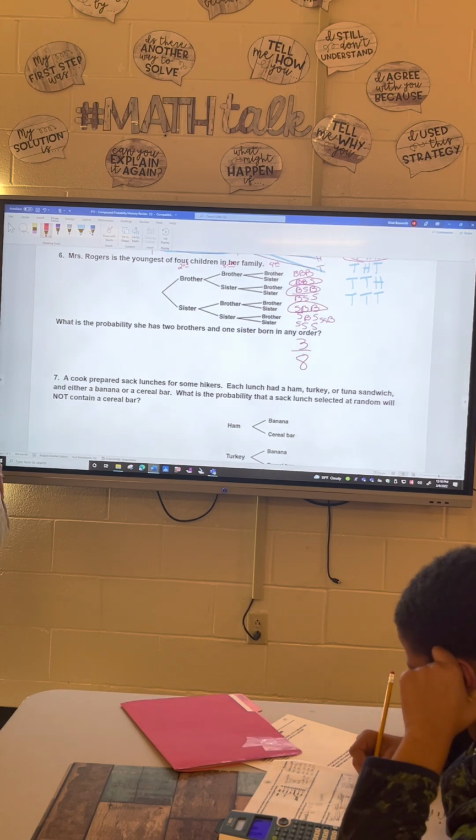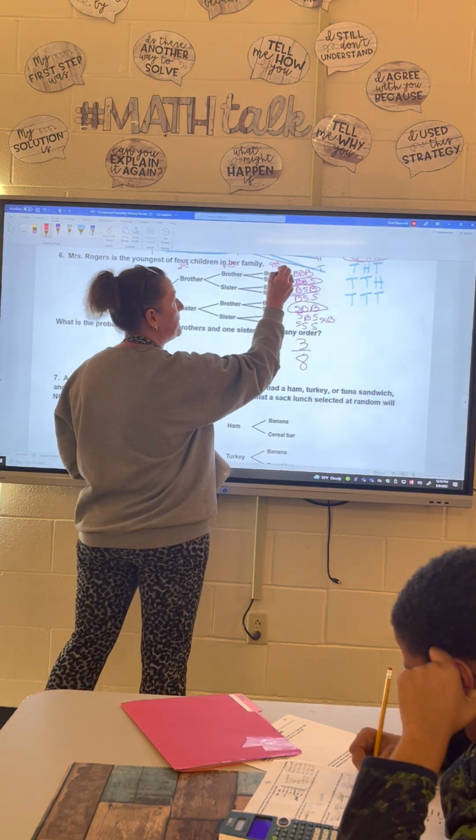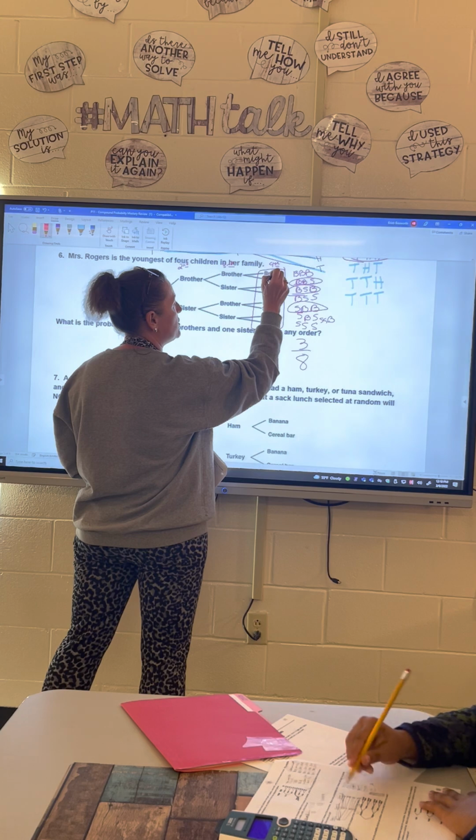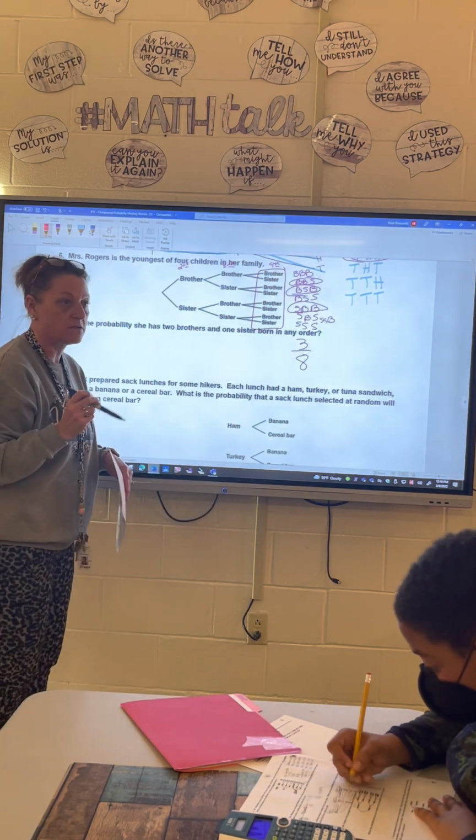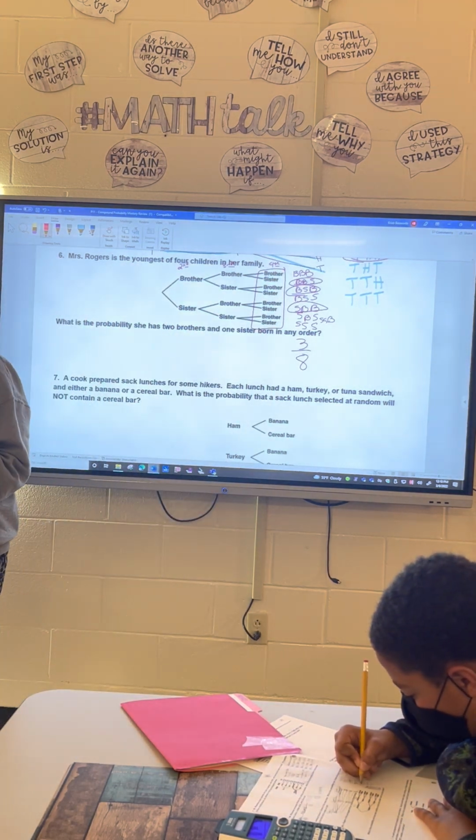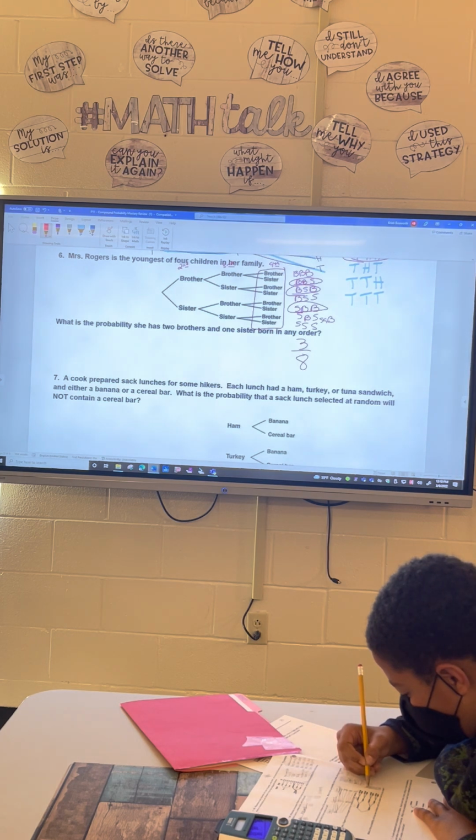You can always double check yourself to make sure you have all your combinations right here. I knew I had 2, 4, 6, 8 combinations, and I needed to know what they were. Okay?